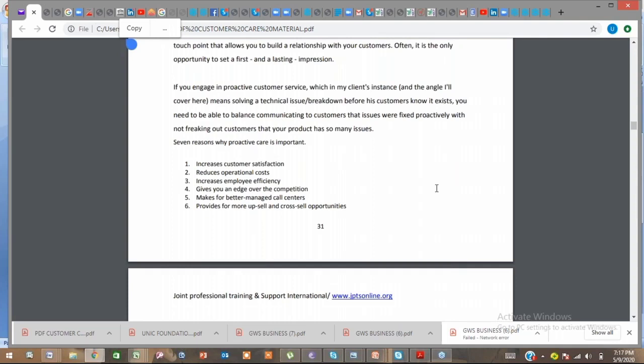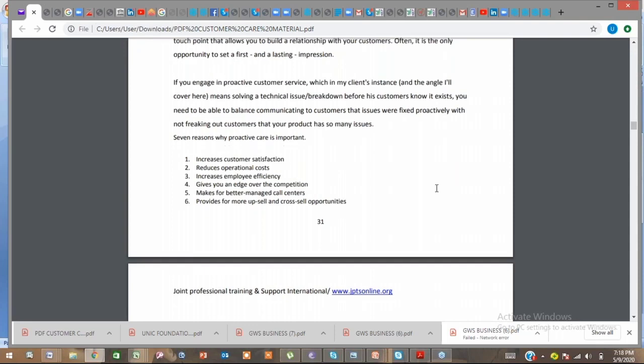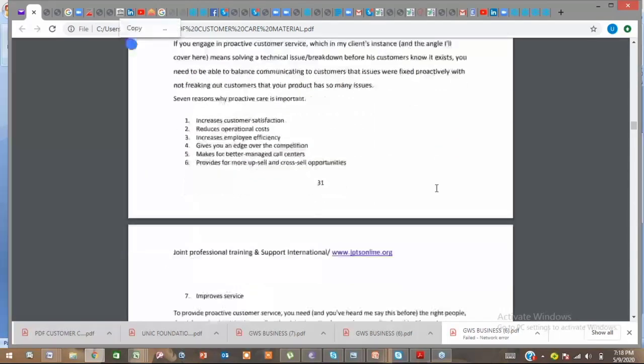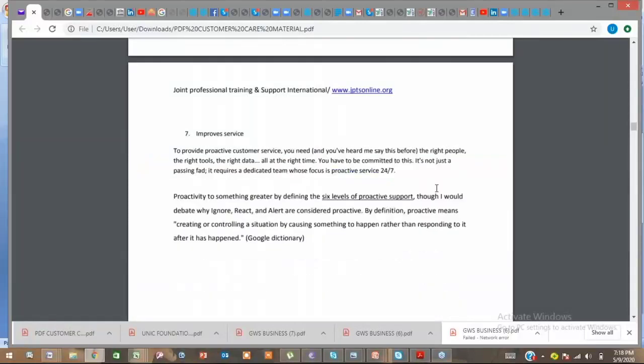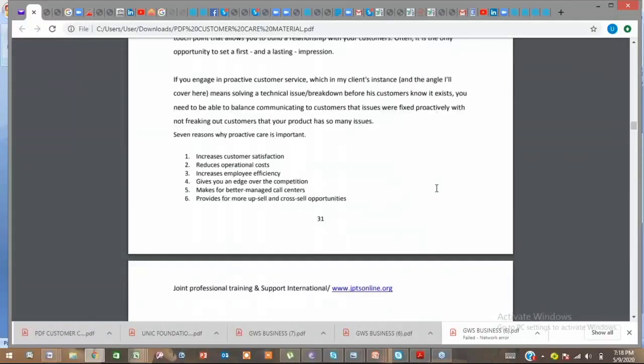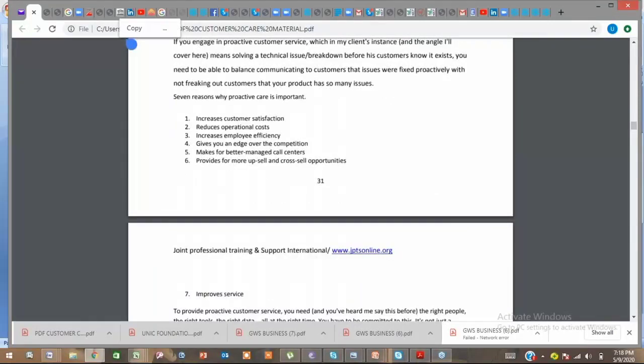Increase customer satisfaction, reduce operational costs, increase employee efficiency, gives you an edge over the competition, makes for a better managed call center, provides for more upsells and cross sells, improve service. These are the reasons why proactive care is very, very important.